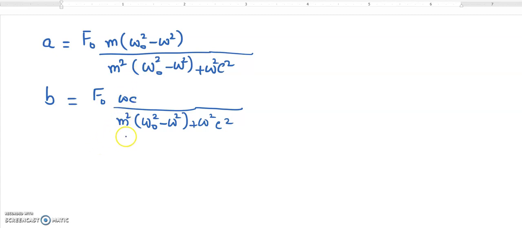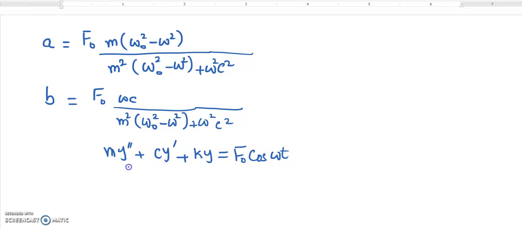So anyway, if we go back to the original equation, which was m y double prime plus c y prime plus k y is equal to f naught cosine of omega t. This was the original equation, and we were talking about the solution of this equation.